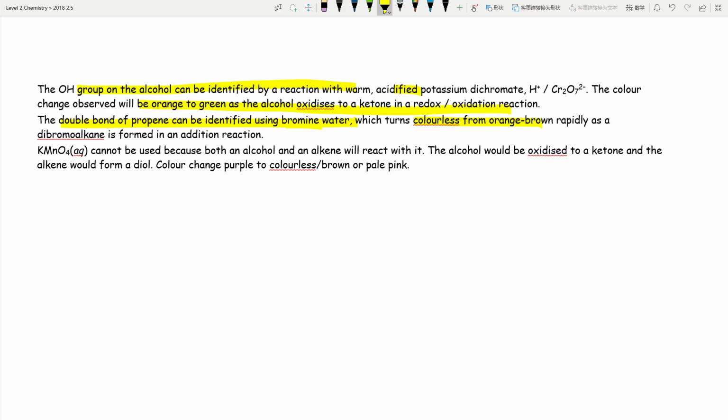I mean, if you want to be more safe, you can put in acidified potassium permanganate or dichromate. Then you're going to see a color change from either purple to colorless or orange to green. So it doesn't matter which one you use. But then KMnO4 cannot be used because it reacts with both reactants. Okay, so this is a ketone. You don't know what that is until you do level 3 organic chemistry, so no point to worry. It changed from purple to brown. Colorless is okay, but brown is far more correct if your solution is not acidified.